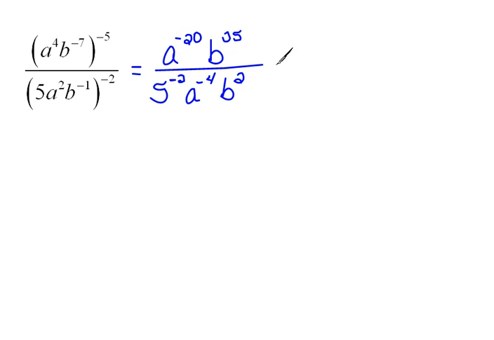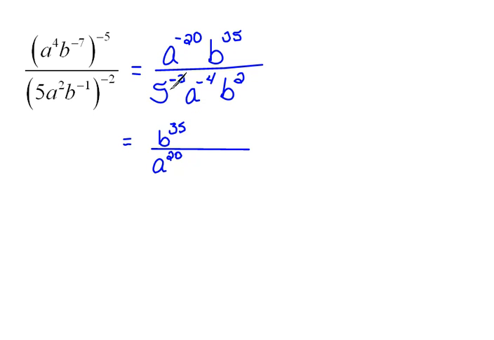Now, let's go ahead and use our trick that we talked about in the last one. Let's put things where they belong. So this a to the negative 20 is in the wrong position because of the negative exponent. Let's correct it by putting it where it belongs. B to the 35th is a positive exponent, so it is fine where it's at. Let's leave it on the top.